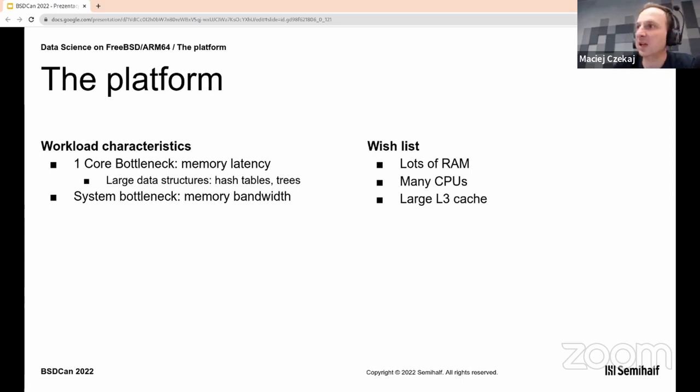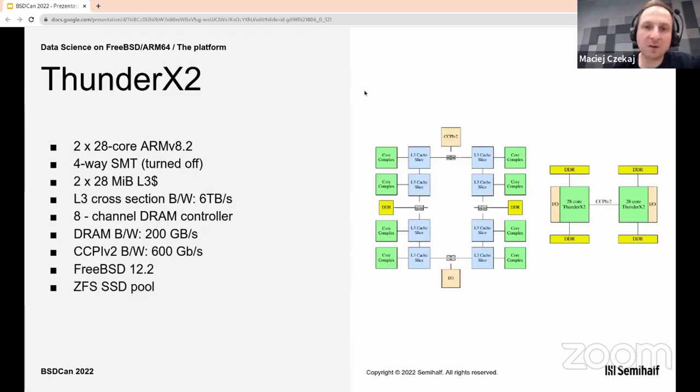My wish list was basically lots of RAM, many CPUs, although it's not the most critical part. The RAM is the most critical, and the bigger the L3 cache is, the better, because then you cut the latency to the main memory. So it happened that back then we had a ThunderX2 ARMv8 platform in our lab. The platform was used for FreeBSD development.